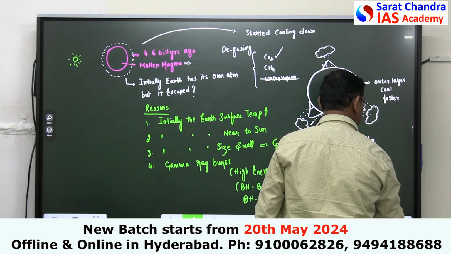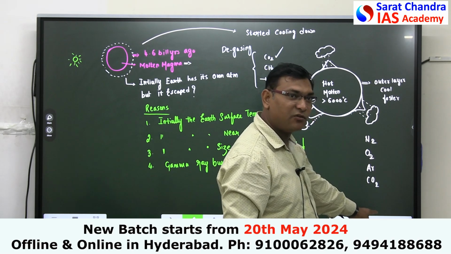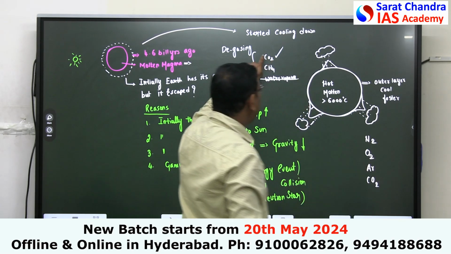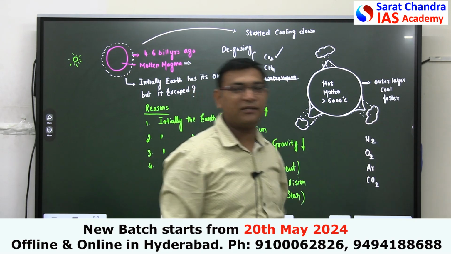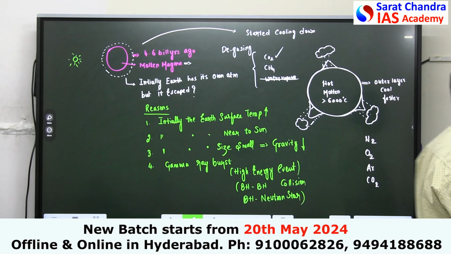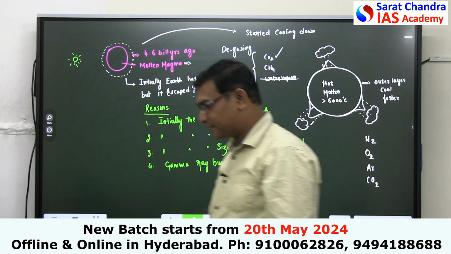Argon, carbon dioxide. Carbon dioxide's place is fourth, but carbon dioxide's place in this layer is first. Now who has removed it? Who has removed it?